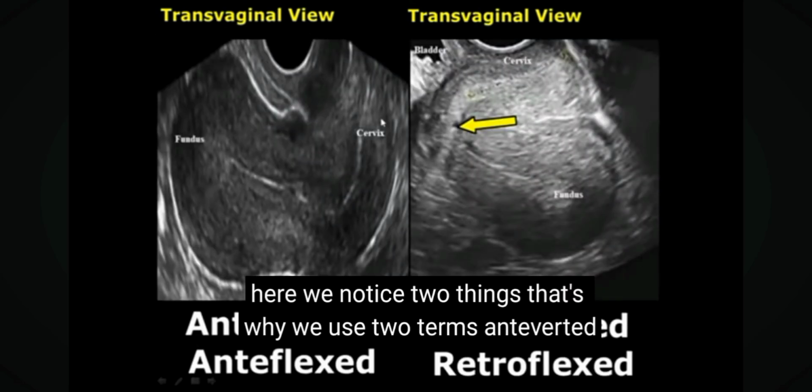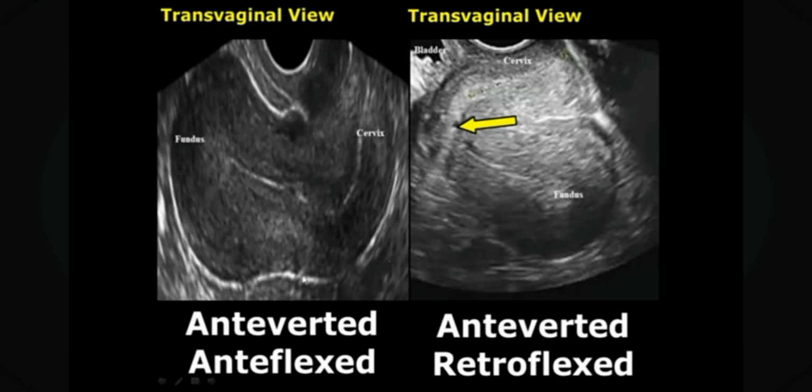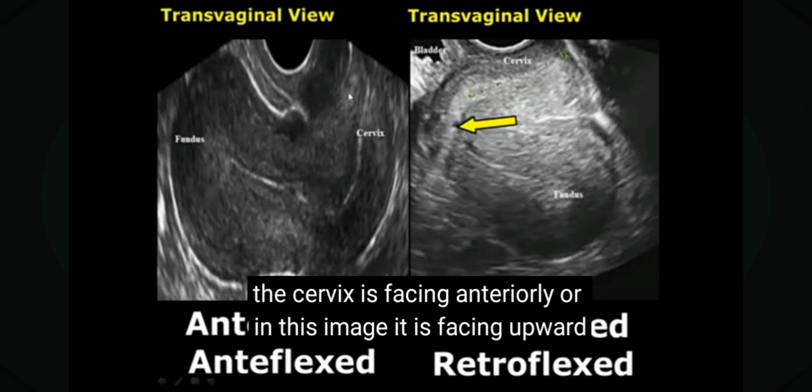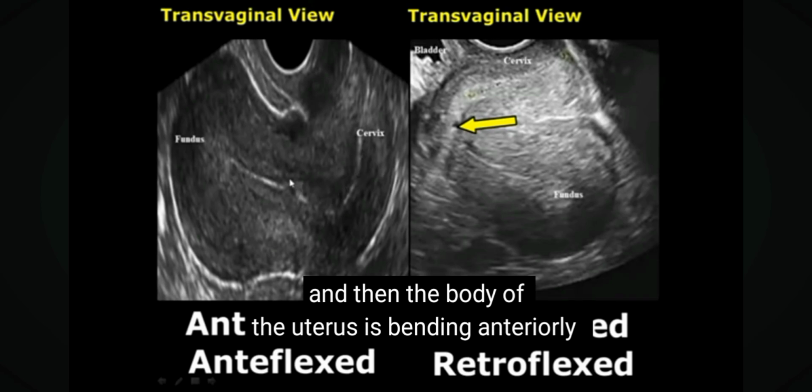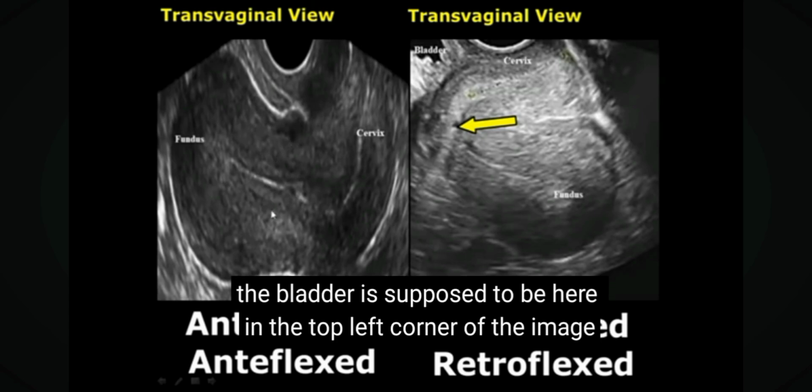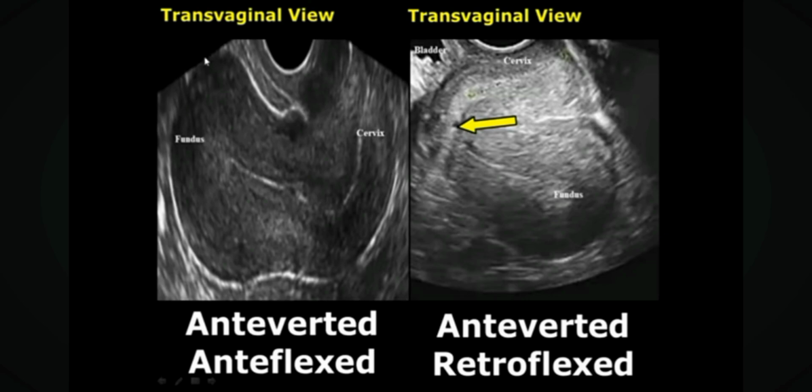Here we notice two things, that's why we use two terms: anteverted, as the cervix is facing anteriorly, or in this image it is facing upward, and then the body of the uterus is bending anteriorly.